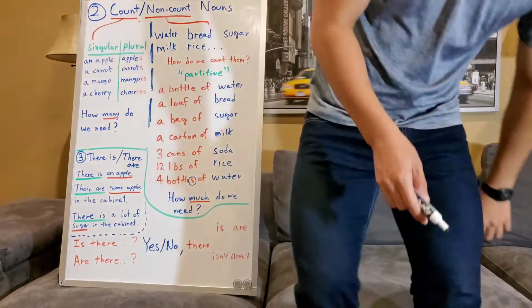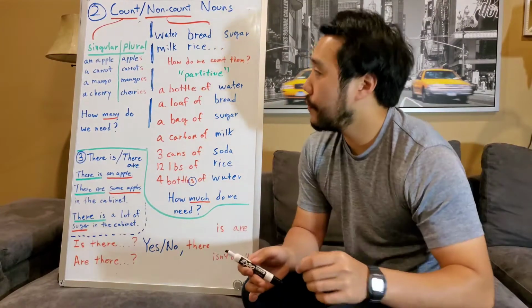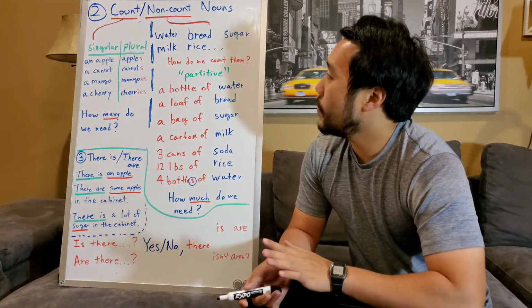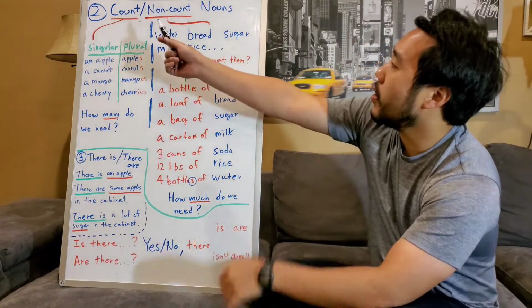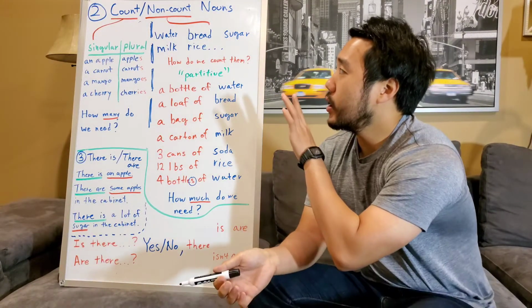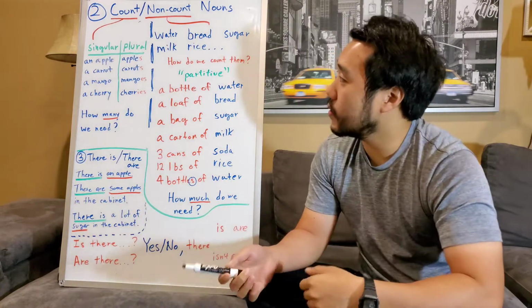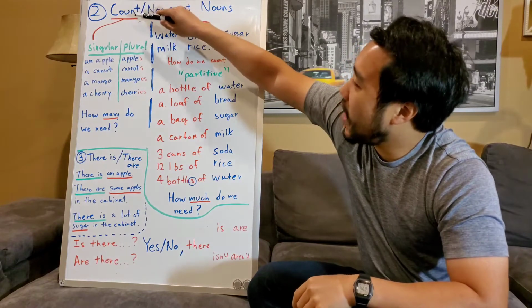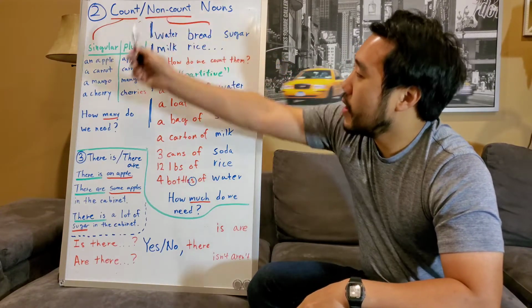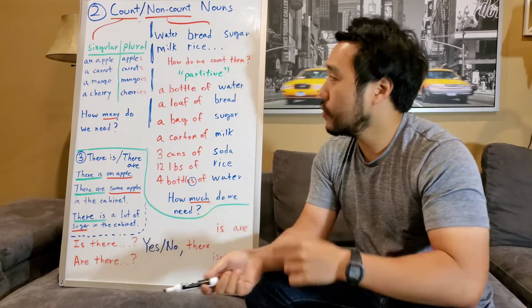Okay, so we just talked about the price. Now we're going to talk about count and non-count nouns. We were talking about count and non-count nouns using food items. So let's go over here. For count nouns, they can be singular and plural.